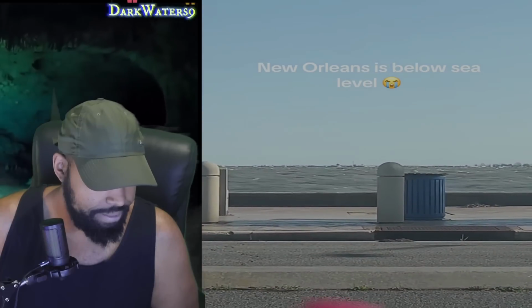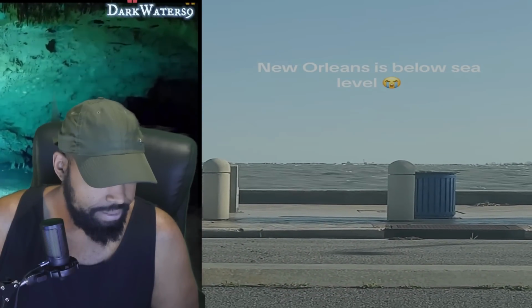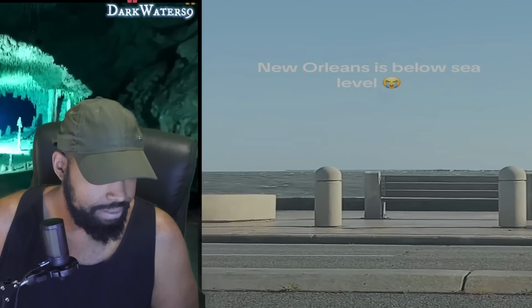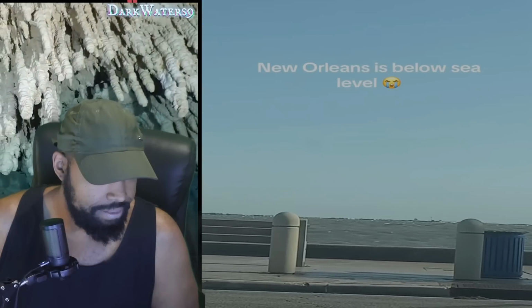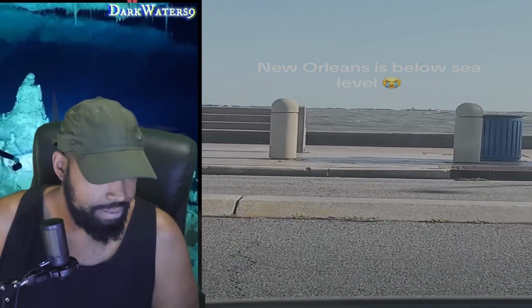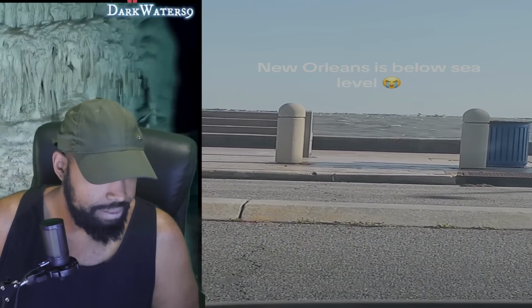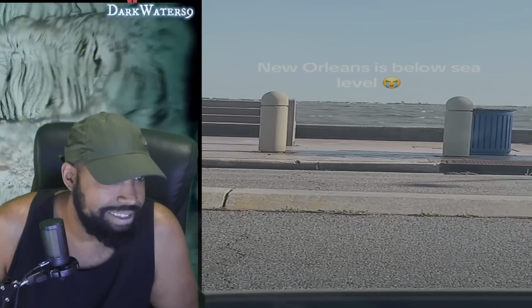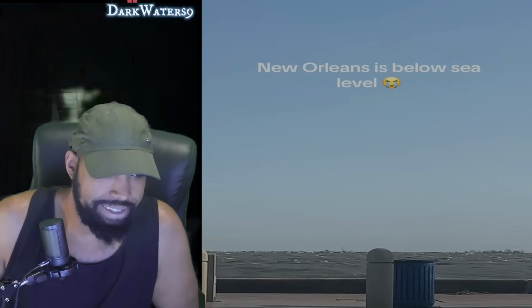I am below one strong gust of a wave. If the water feel like rising, all this whole strip is flooded. Okay, this is what they mean by below sea level. We are eye to eye with the water, literally. That water right there.